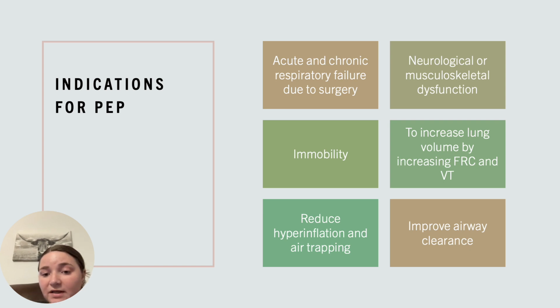For neurological and musculoskeletal dysfunction, they could have had a C-spine injury that has weakened their diaphragm and they can't cough effectively or take those big deep breaths effectively, and that's when we need to implement this therapy.